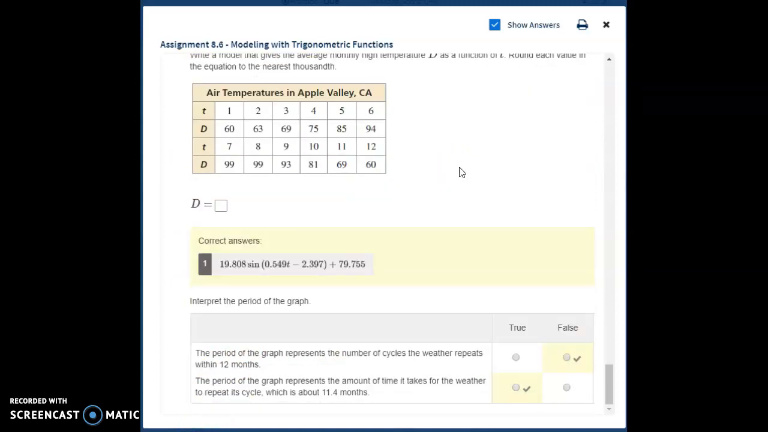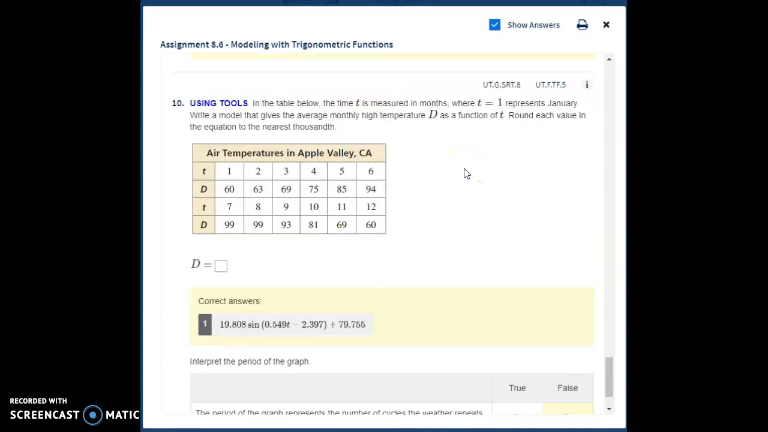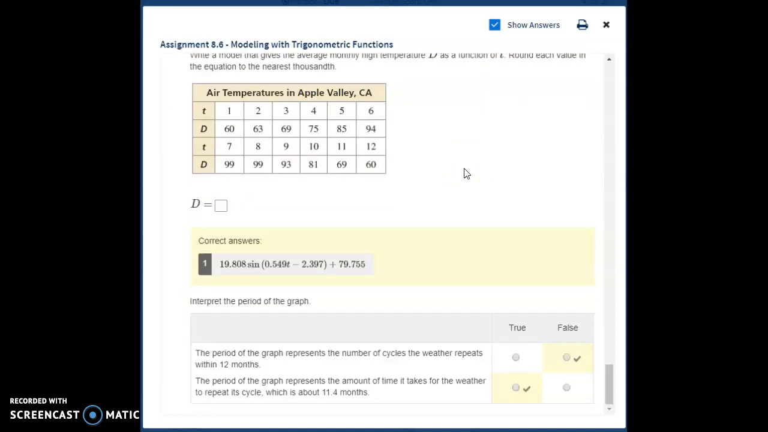Number 10 is using your calculator. So hopefully you have a calculator that you can use. If not, there are some online that you can do stats with. So first thing you do is you hit the stats button and go to your lists. You're going to put 1 through 12 in list 1, and then you're going to put the values for D in list 2, 60, 63, so on all the way down to 60 here.